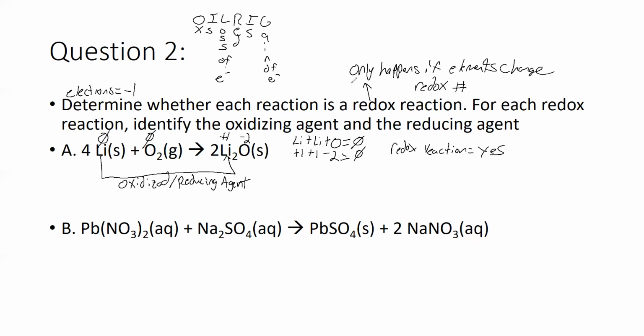Let me get a different color here. Oxygen went from 0 to -2. So I'm going to write my words out here. If I became more negative, that means I gained electrons because electrons are negatively charged, which means I was reduced, which means I was the oxidizing agent.